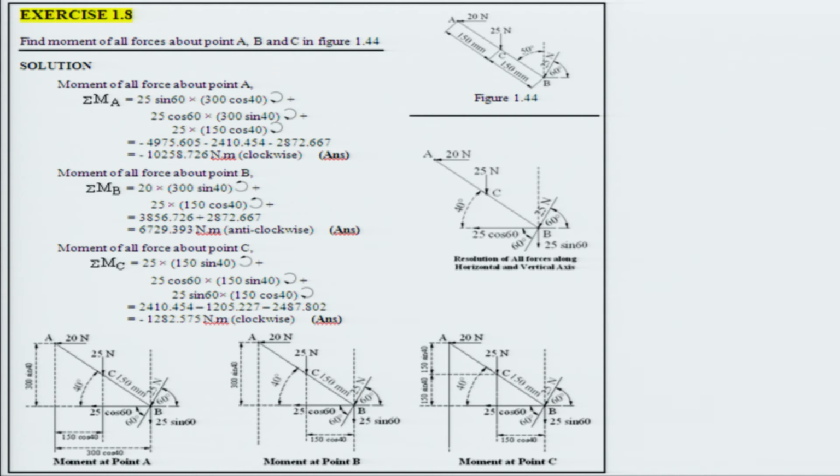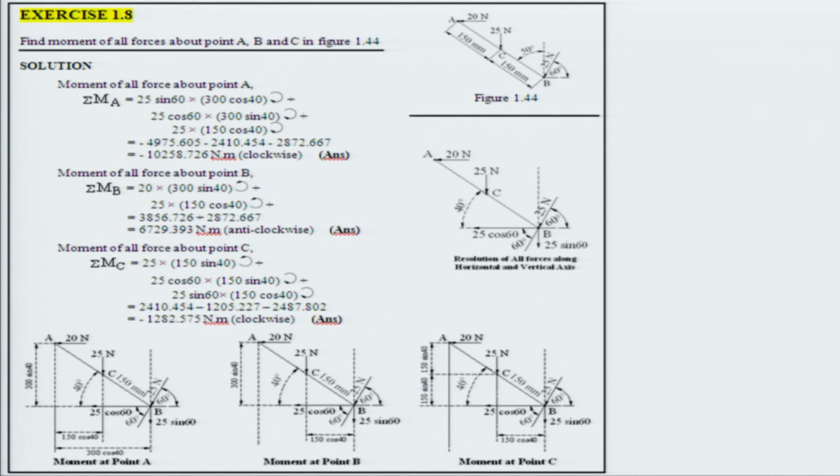In this question, we need to find the moment. What do we need to calculate? Find the moment of all forces about A, B and C. We need to find the moment due to how many forces? 20 Newton, 25 Newton and 25 Newton. 3 forces are there. So, with the help of the components of the forces, we can calculate the value of moment at these 3 points A, B and C.